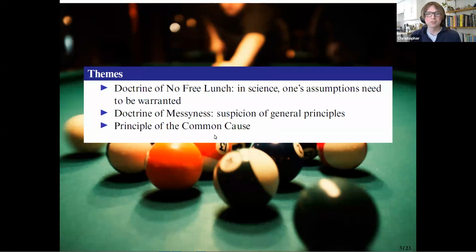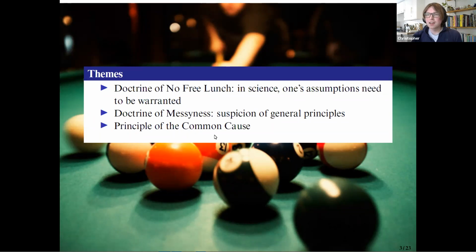In Nancy Cartwright's empirical philosophy, the first aspect I'm going to call the doctrine of no free lunch. Basically, in science, one's assumptions have to be warranted. This is related to what Nancy was saying yesterday about baby steps.